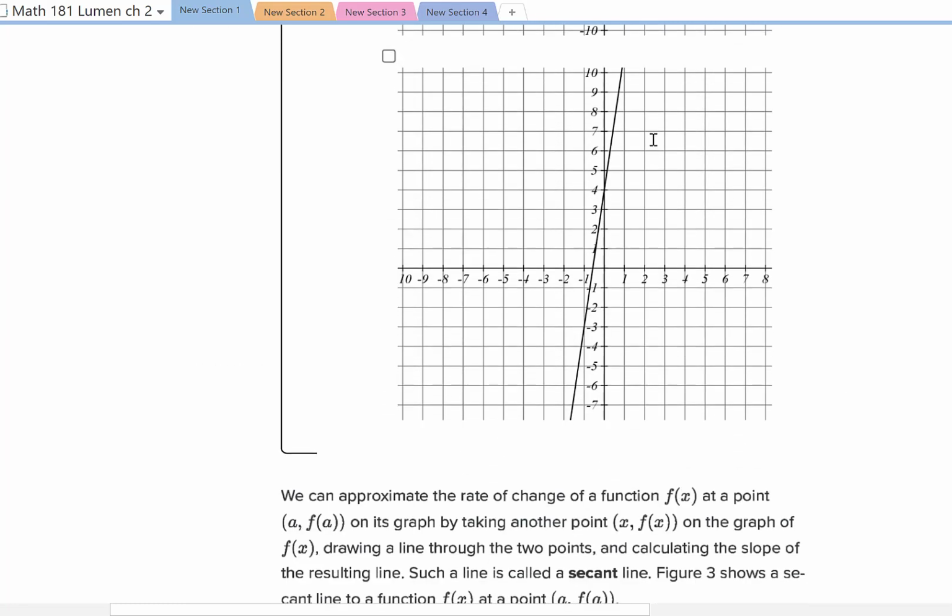But this one is a constant rate of change because it's a line, and it's got a slope. Let's see, what would that slope be? It goes through there, and let's see if it goes to another point that we can easily identify. -1, -3, and 4, 0. So that looks like a slope of 7. Okay.